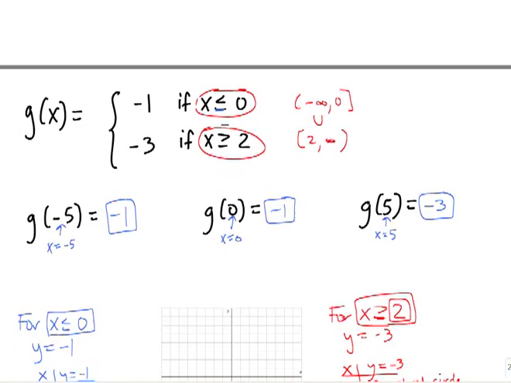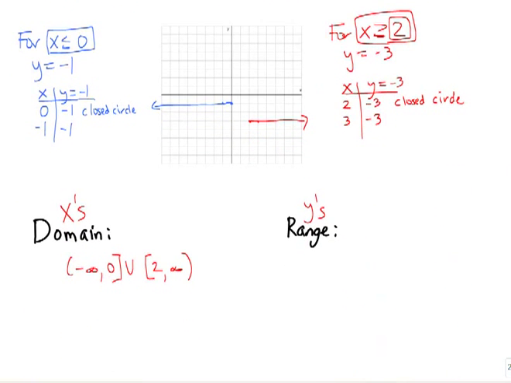So that's domain. Now to find range, it's usually easiest to determine your range from a graph. So you kind of need to be looking at a picture to see what your range is going to be. Remember that range is y's. So we're looking at all the y values that this graph goes through. If you look at the blue graph, the only y that this graph goes through is -1. If you look at the red graph, the only y that this graph goes through is -3. So the only y's that the whole graph goes through are -3 and -1.